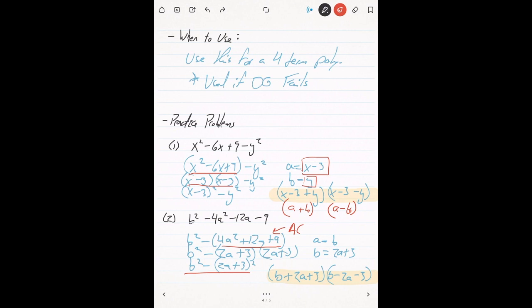So this is really the alternative form of grouping. It's another method you could utilize if you're trying to figure out how to break down a 4-term polynomial, and the original method doesn't work. So here's an alternative form for you.